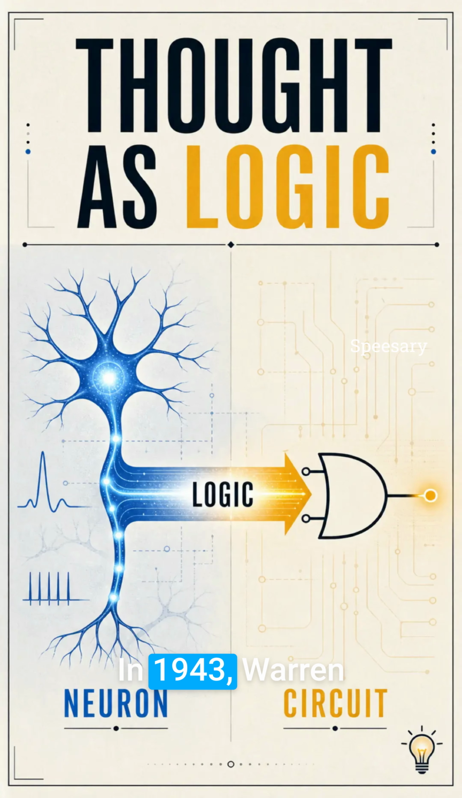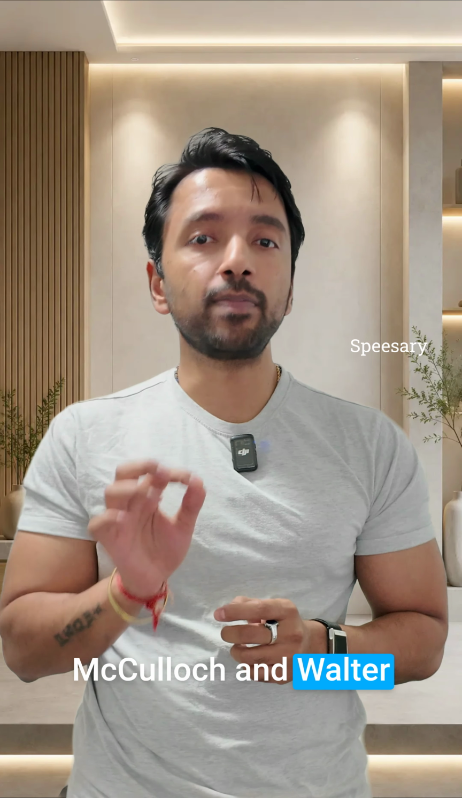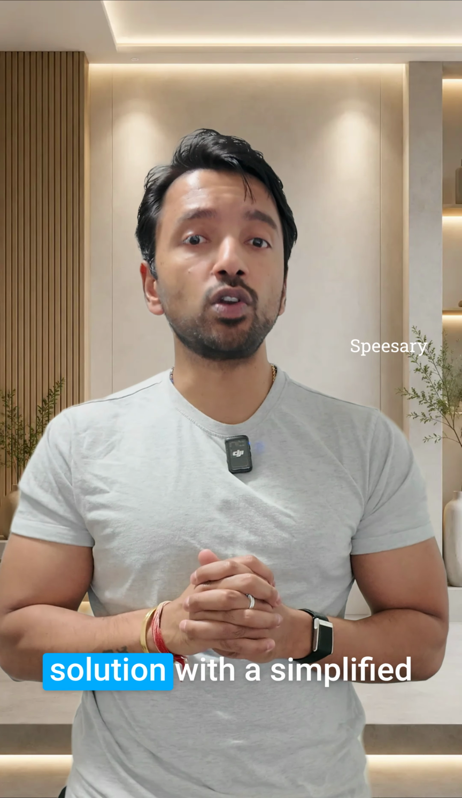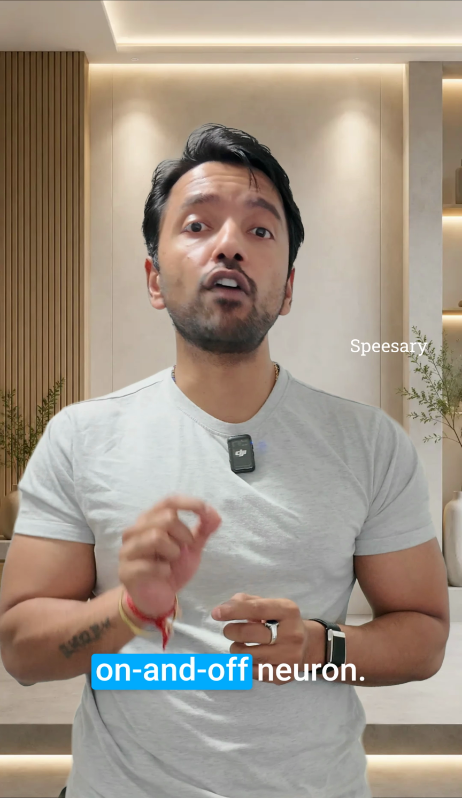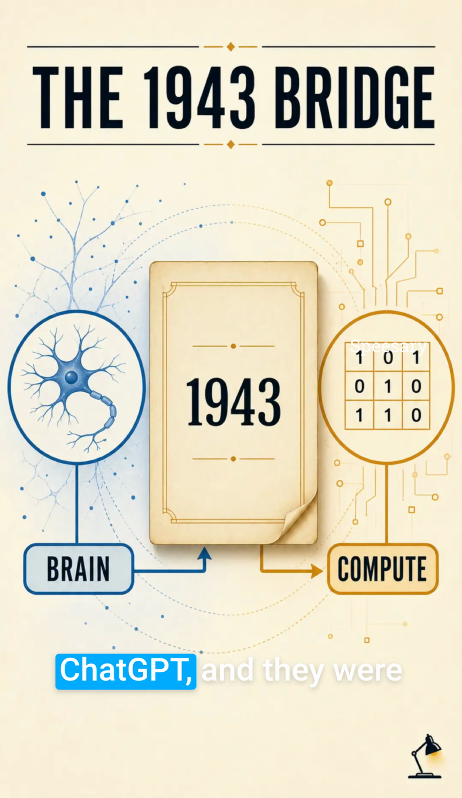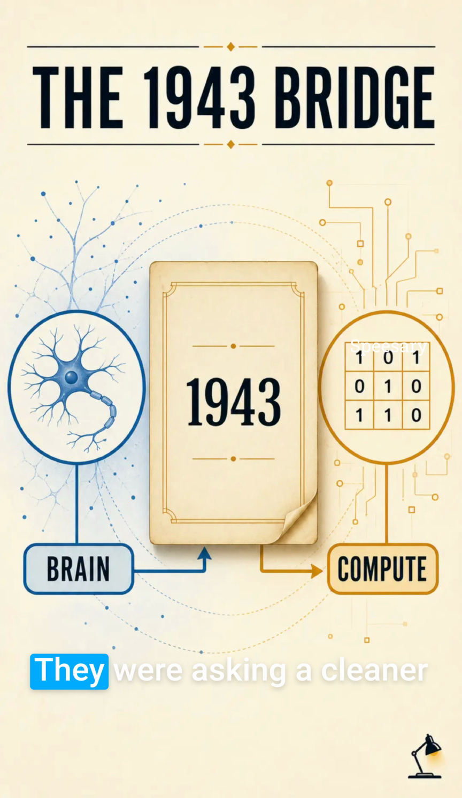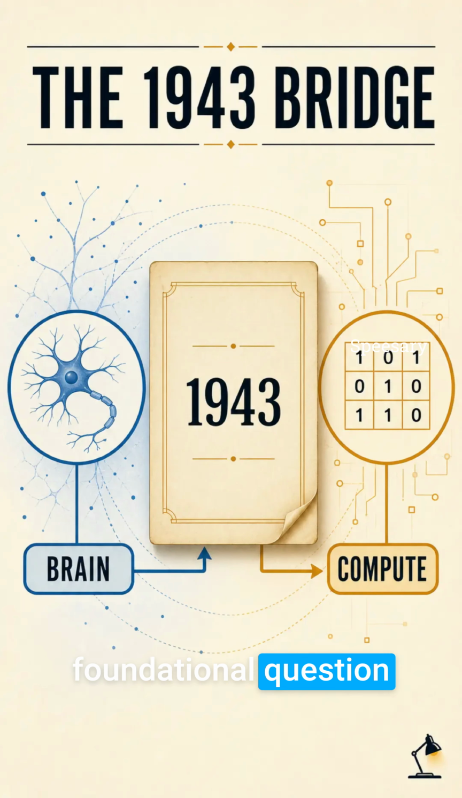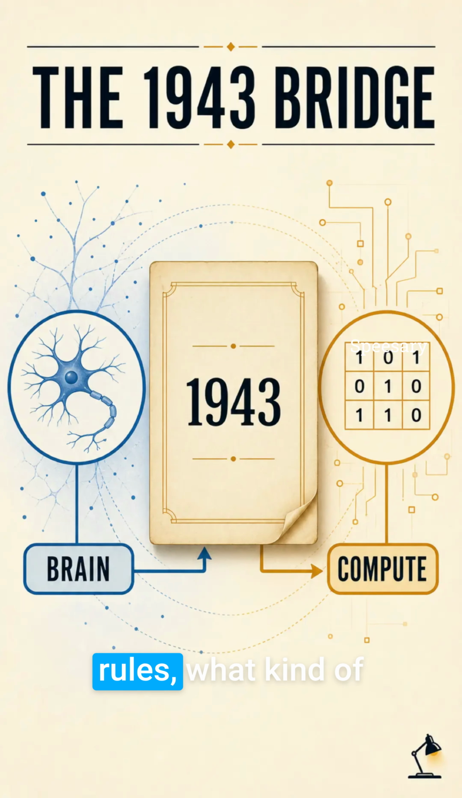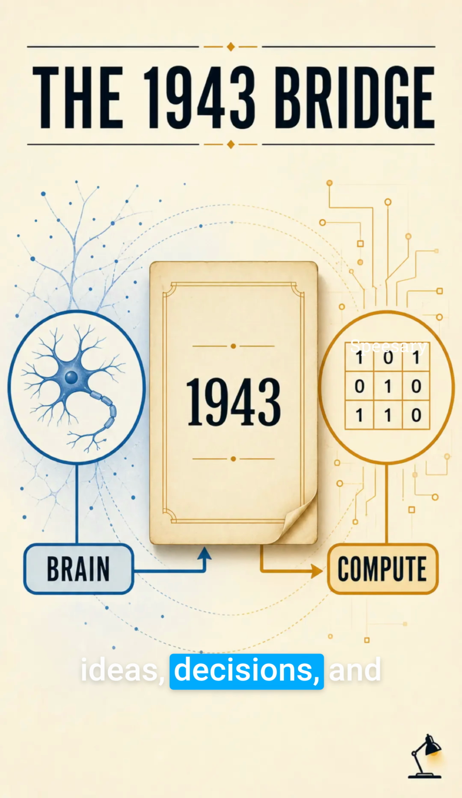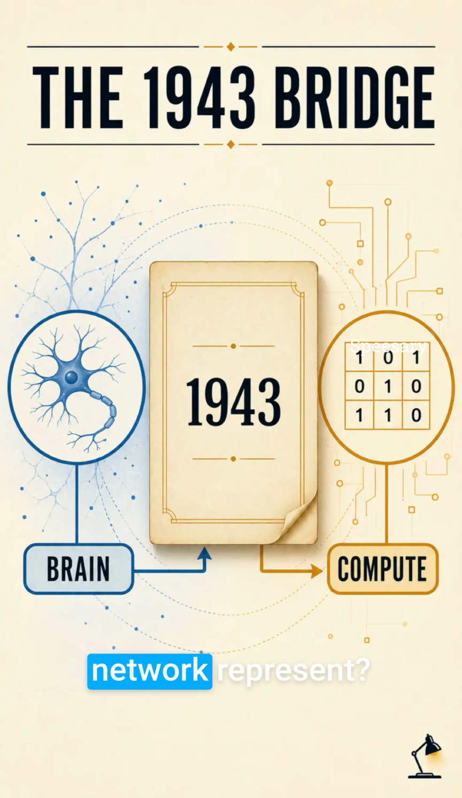In 1943, Warren McCulloch and Walter Pitts proposed a specific solution with a simplified on and off neuron. They were not building ChatGPT and they were not modeling every detail of the biology. They were asking a cleaner foundational question. If neurons follow fixed rules, what kind of ideas, decisions, and computations can a network represent? The power is in the abstraction.